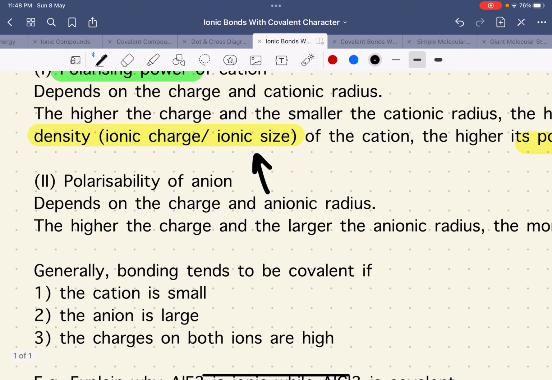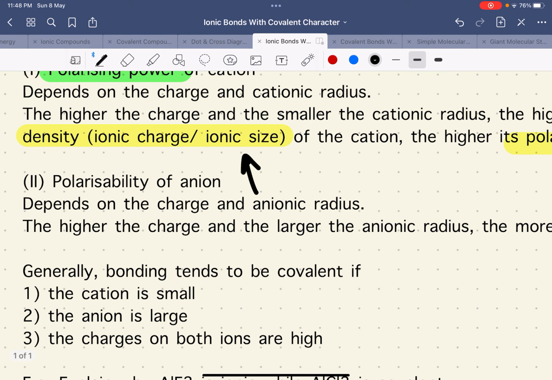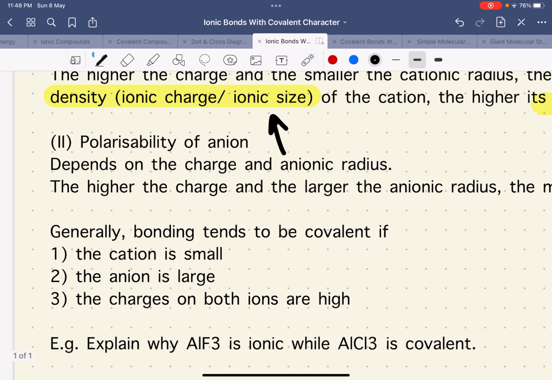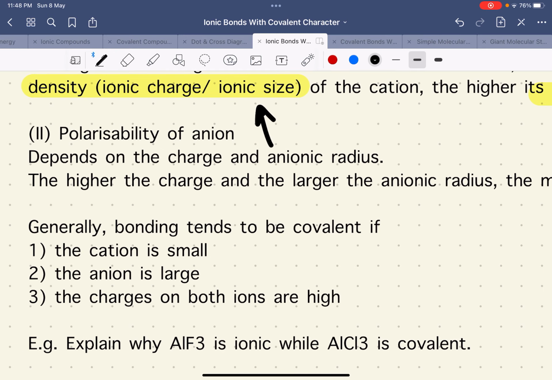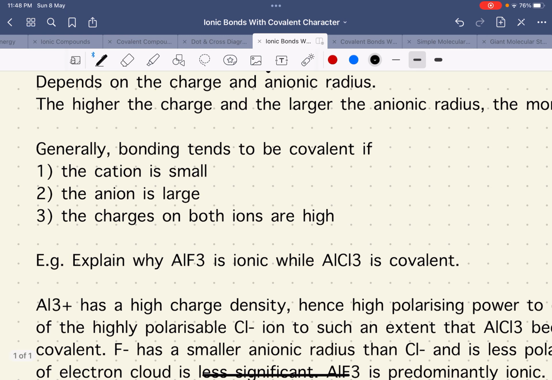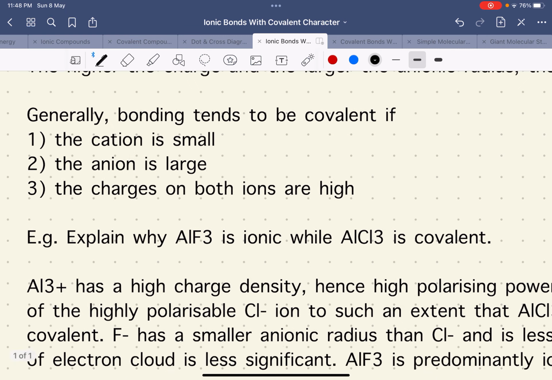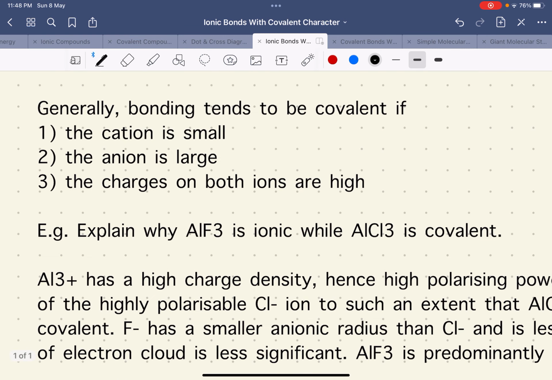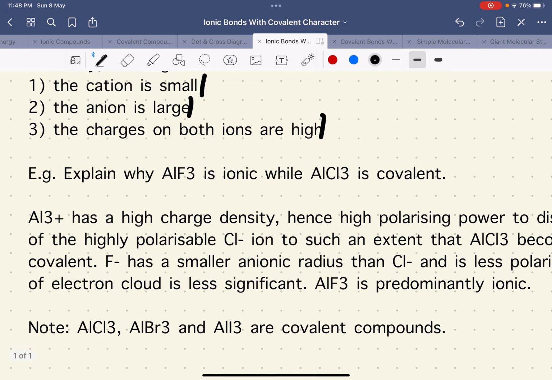But always know that the higher the ionic charge, the more polarizing power it possesses. And the higher the charge and the larger the anionic radius, the more polarizable it is. Generally, bonding tends to be covalent if the cation is small, the anion is large, and the charges on both ions are high, as I've mentioned before. Now let's look at an example.